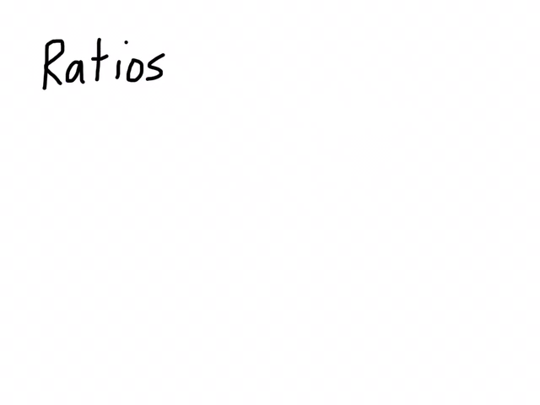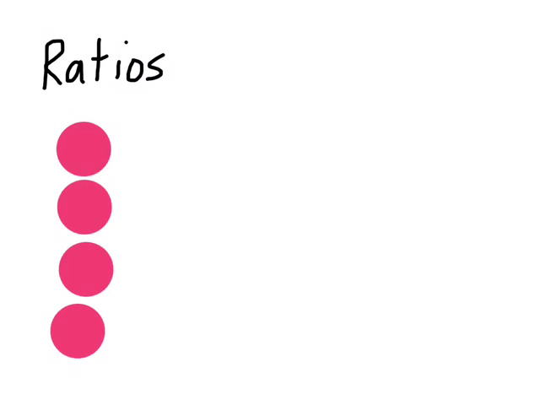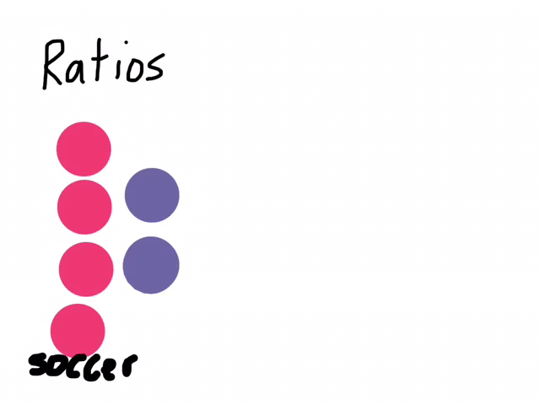So if the gym has 4 soccer balls, 1, 2, 3, 4, and for every 4 soccer balls they're going to give them 2 basketballs. So 1, 2. Okay? So we're looking at a ratio of what? What is the ratio here? For every 4 soccer balls, we're looking at a ratio of soccer balls to basketballs, right?